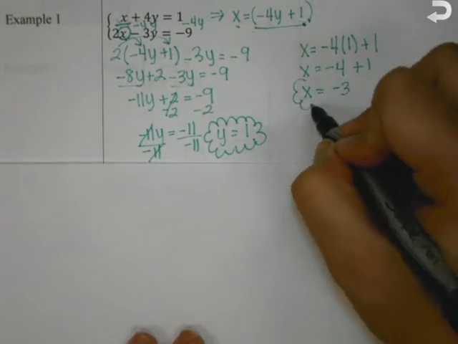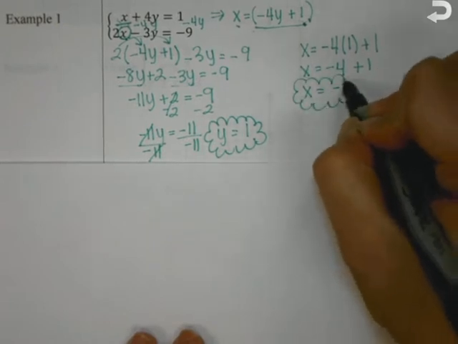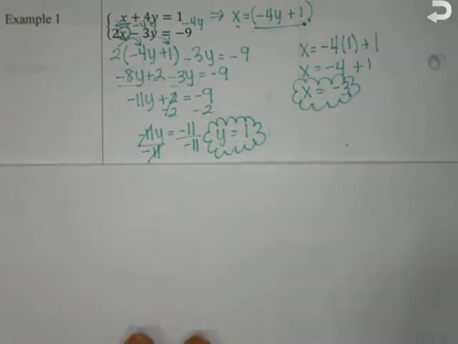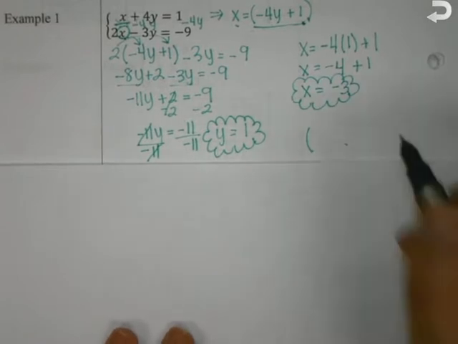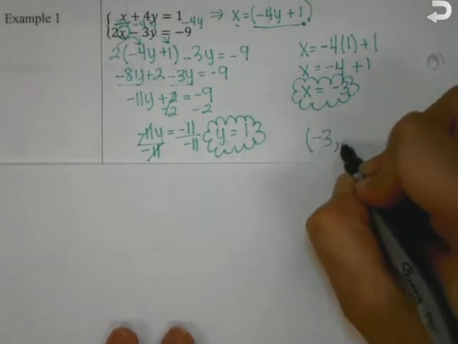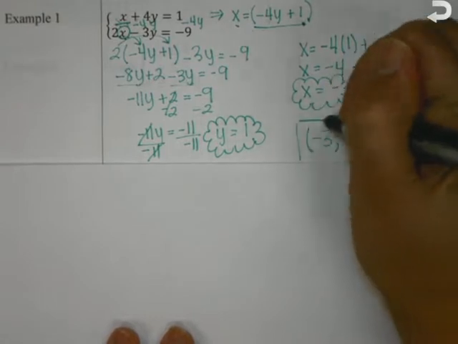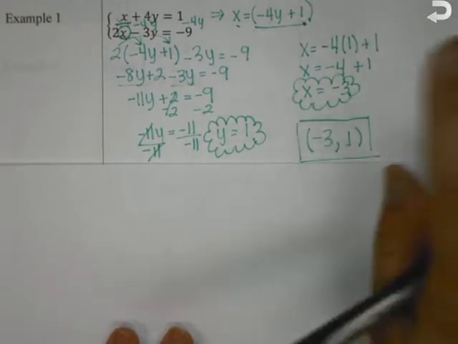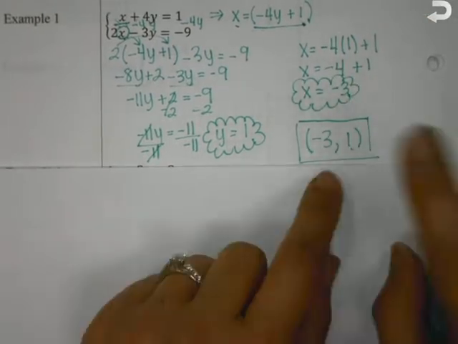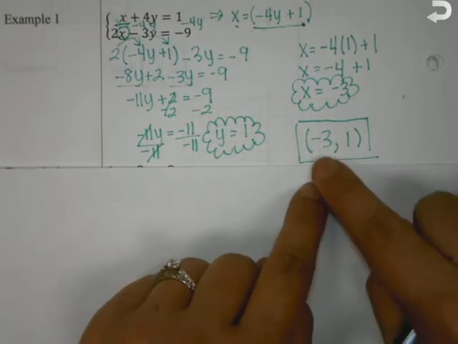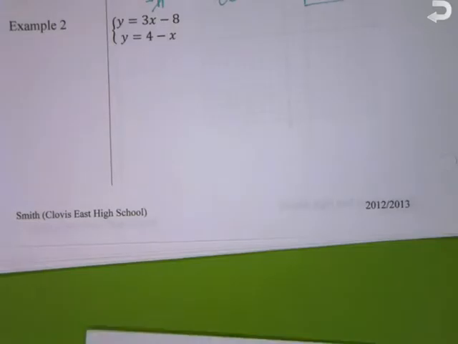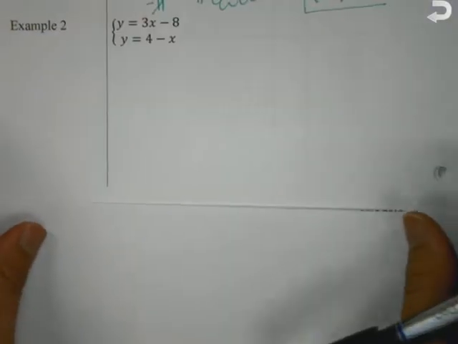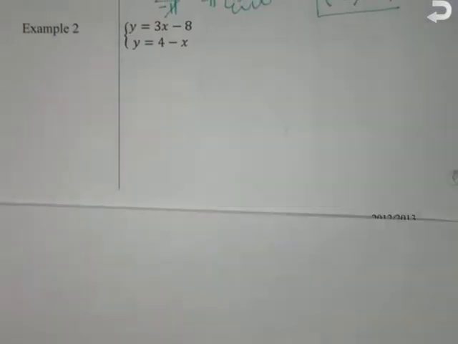How would I write that as a coordinate? Which one comes first? The x, so negative 3, comma 1. This is what your answer should look like. Please do not give me x equals, y equals. Write it as a coordinate. X comes first, then y. Y equals 3x minus 8, and y equals 4 minus x.